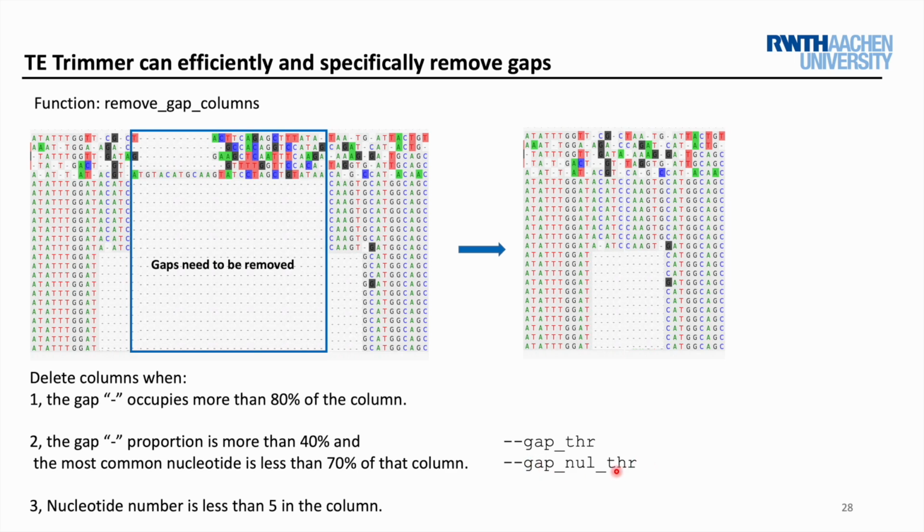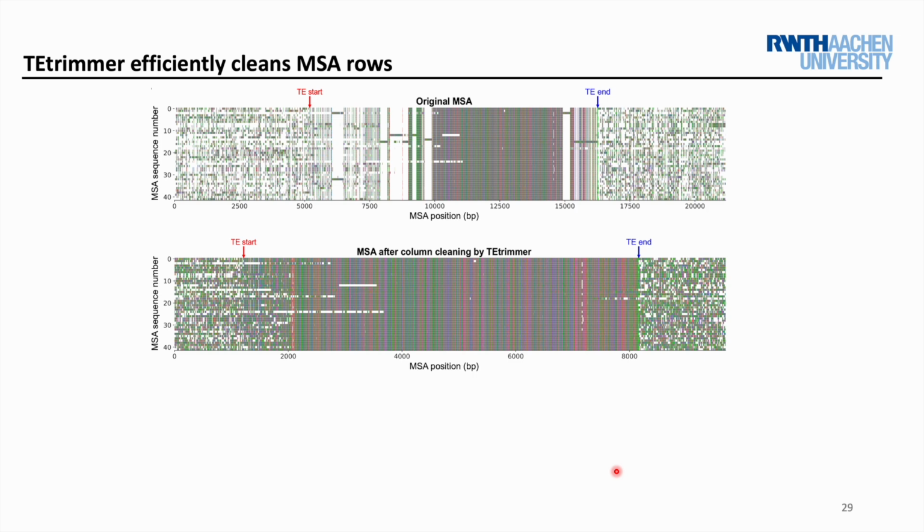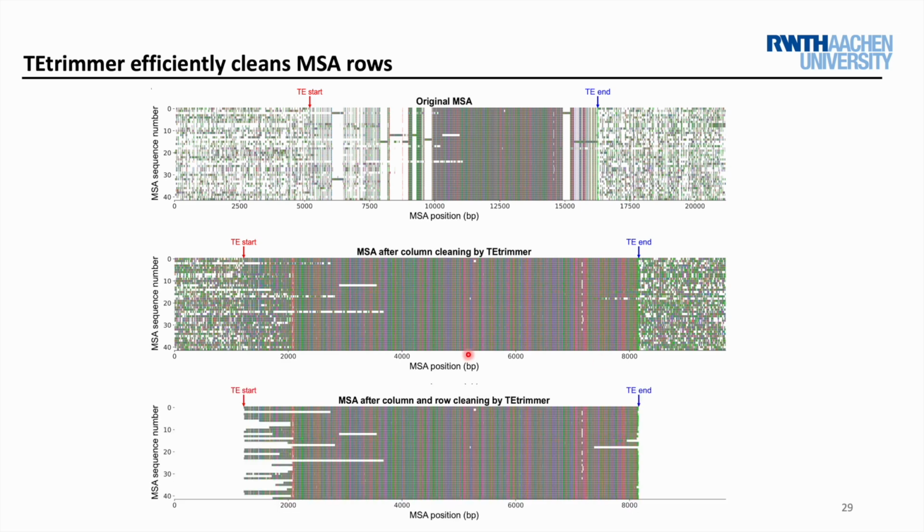After gap column cleaning, you view from here to here. Then you have to clean the lowly conserved regions of these multiple sequence alignments. You want to go from this situation to here. I tried to find software to handle this task, but I didn't find one. To solve this problem, TEtrimmer introduced a new algorithm, two functions to clean the lowly conserved regions, or we can also say clean the rows of these multiple sequence alignments.